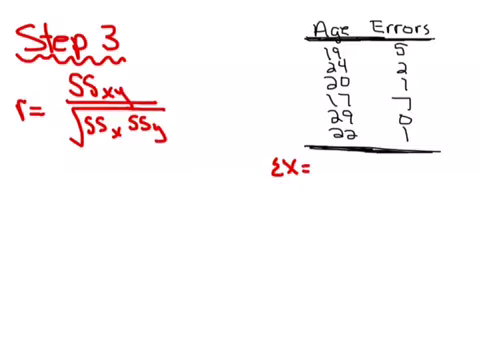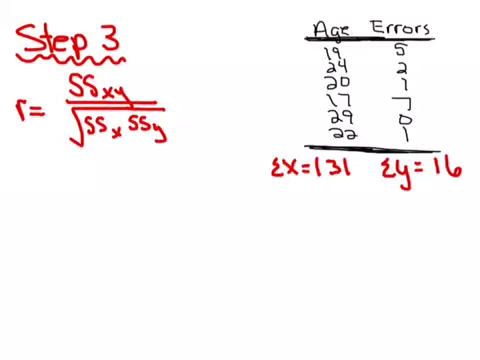So 19 plus 24 plus 20 plus 17 plus 29 plus 22 is 131. And then we're going to get the sum of y, which is our outcome variable, which is 5 plus 2 plus 1 plus 7 plus 0 plus 1. And we should get a sum of y of 16.